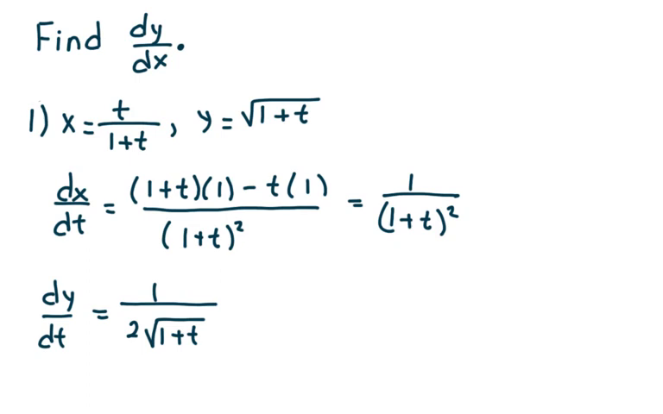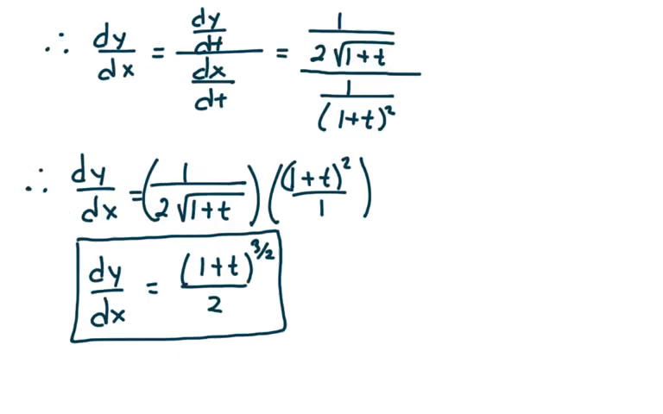1, divided by (1 plus t) raised to the second. Simplifying, we come up with 1 over (1 plus t) raised to the second power. dy/dt is equal to 1 over 2 times the square root of 1 plus t. dy/dx is equal to dy/dt divided by dx/dt. So this is equal to 1 over 2 times the square root of 1 plus t, divided by 1 over (1 plus t) raised to the second.